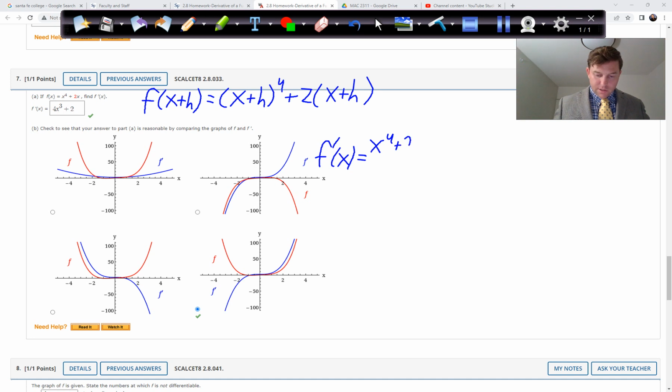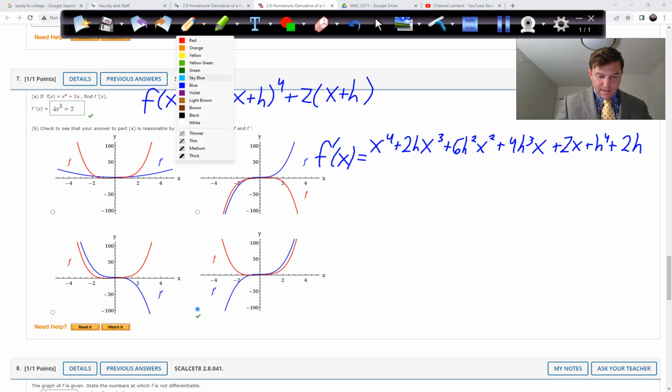x to the 4th plus 4h x cubed plus 6h squared x squared plus 4h cubed x plus 2x plus h to the 4th plus 2h. All of that is this one.